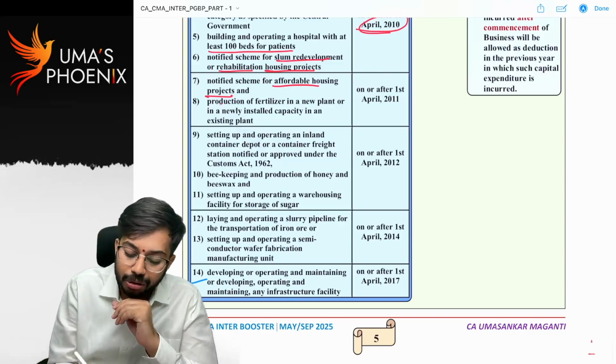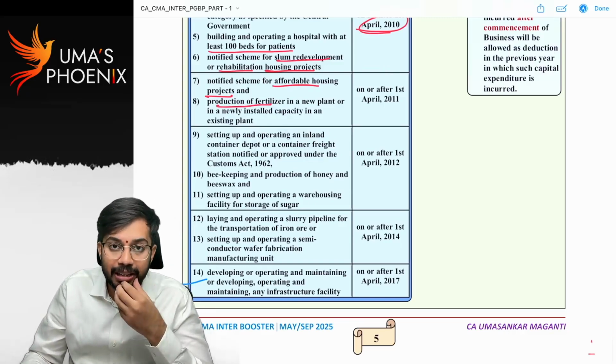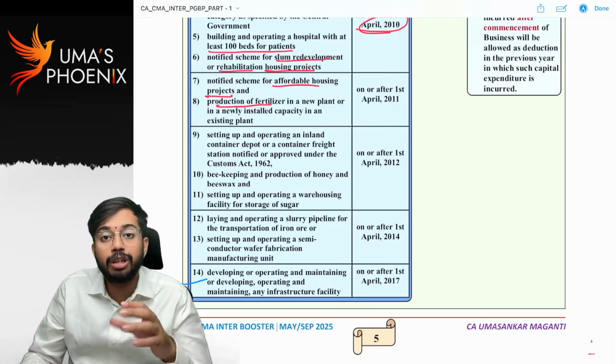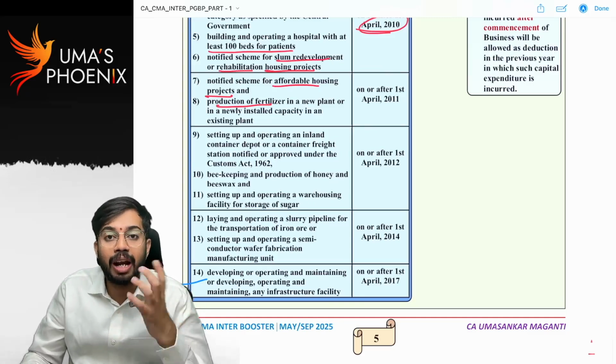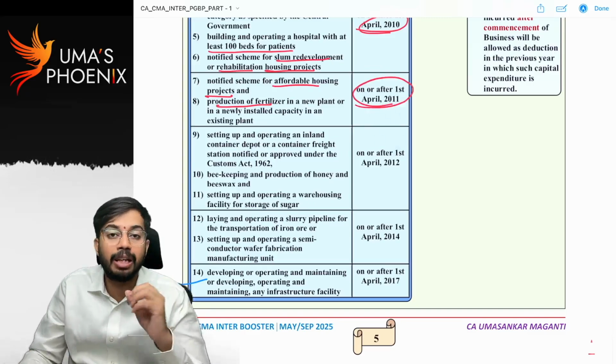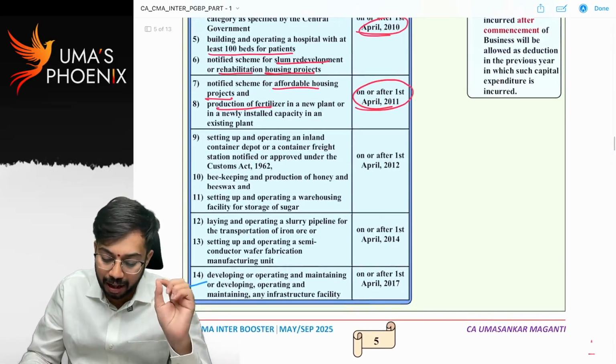Next, those who are engaged in production of fertilizer. Nagarjuna Fertilizers Limited is there. What does it do? It is in the business of production of fertilizers. So those who are engaged in fertilizer production business, if they start business on or after 1st April 2011, are also eligible for deduction under section 35AD.